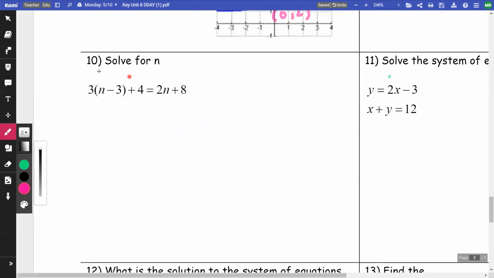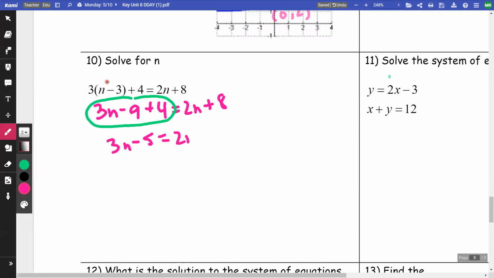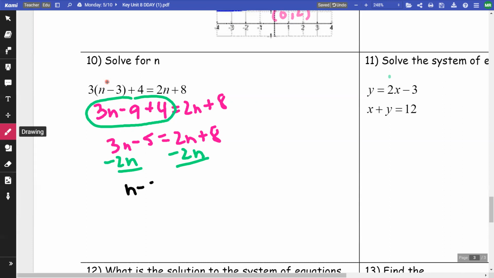Okay, on number 10, we're going to distribute first. So we're going to get 3n minus 9 plus 4 equals 2n plus 8. So on this side, I'm going to clean up. And so we get 3n minus 5 equals 2n plus 8. So I'm going to subtract 2n from both sides and end up with n minus 5 equals 8. I'm adding 5, so I get n is equal to 13.